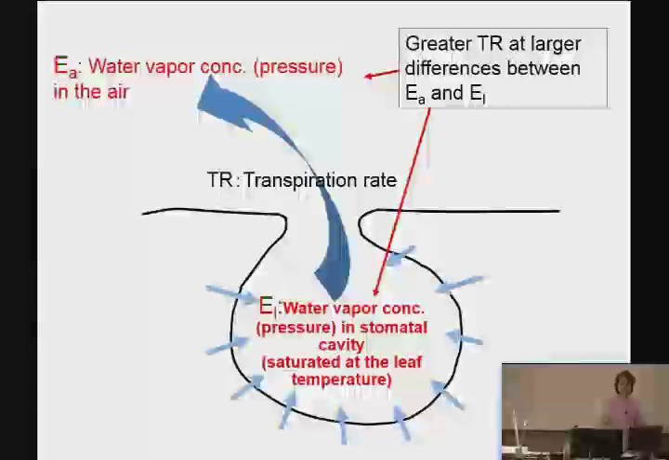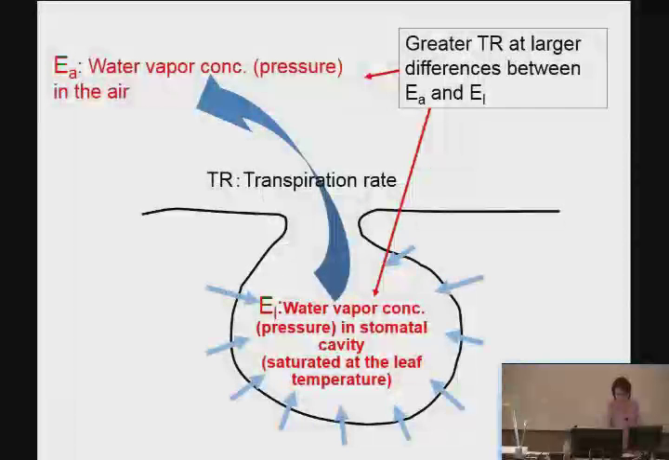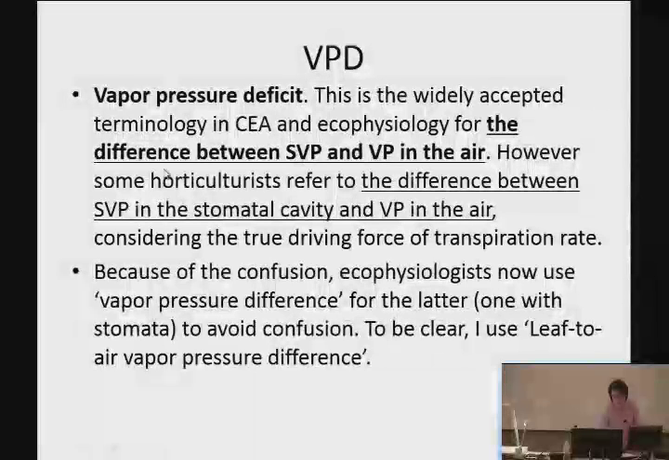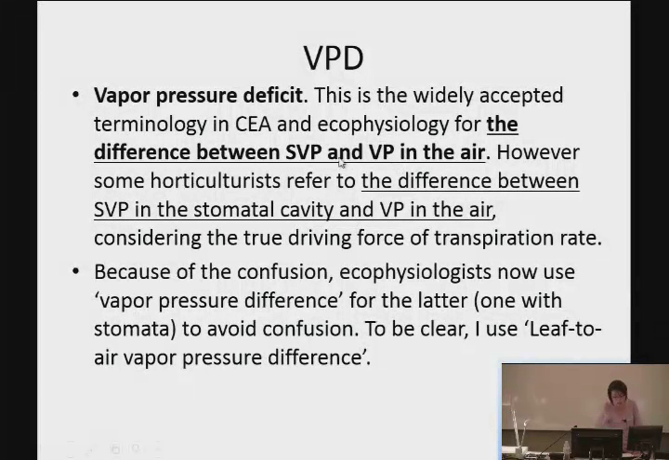It's been taught, but it's not being used because it's not practical. So anyway, VPD is the difference between the saturation vapor pressure of the air at that temperature and the current vapor pressure in the air. And then the other one is the leaf saturation and the vapor pressure of the air adjacent to the stomata.